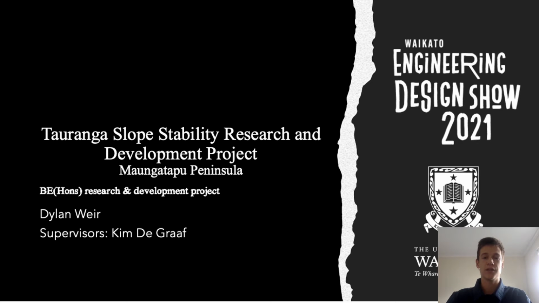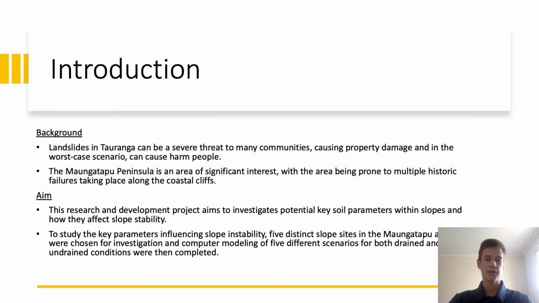Landslides in Tauranga can be a severe threat to many communities, causing property damage and, in worst case scenarios, can cause harm to people. The Maungatapu Peninsula is an area of significant interest, with the area being prone to multiple historic failures taking place along the coastal cliffs. This research and development project aims to investigate potential key soil parameters within the slopes and how they affect the slope's stability.